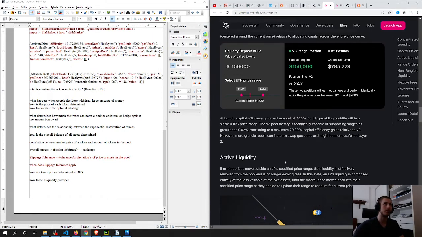Because when price fluctuates, the amount of tokens you can borrow also changes, and the amount of lending you can do. No, the amount of lending stays the same, but yeah, it increases because the price increased, so you can borrow more.